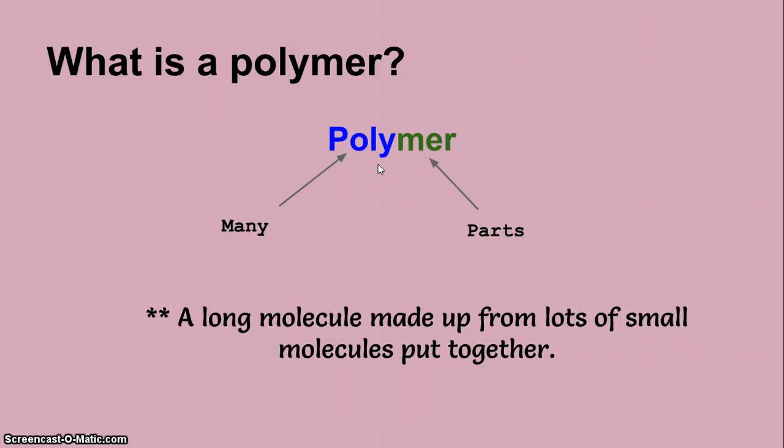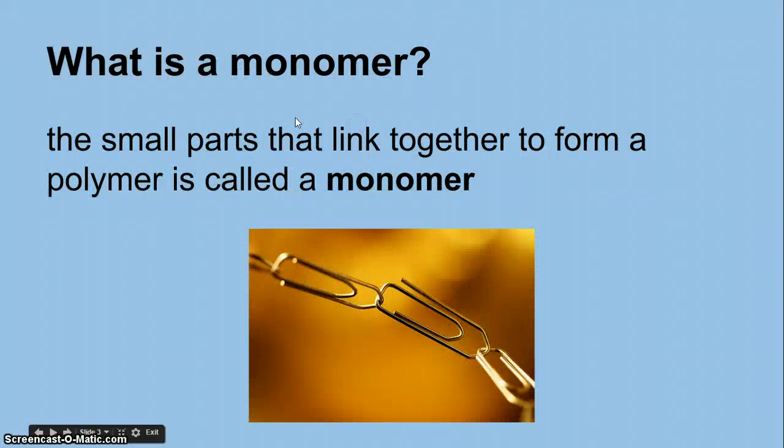But what are these small molecules called? Small molecules are called a monomer. Remember that the prefix mono means one. If we had a paperclip chain, and we call this paperclip chain a polymer, right, many parts put together, each individual paperclip in that chain would be considered the monomer.